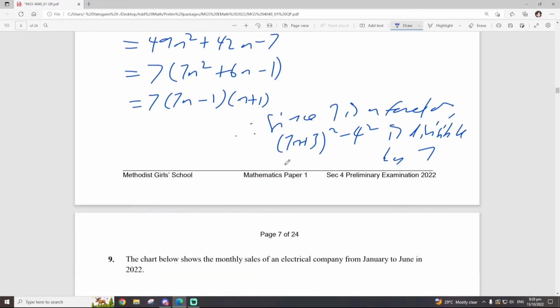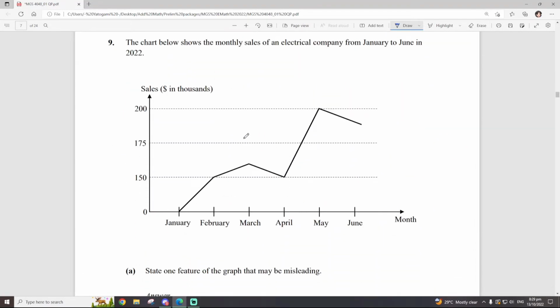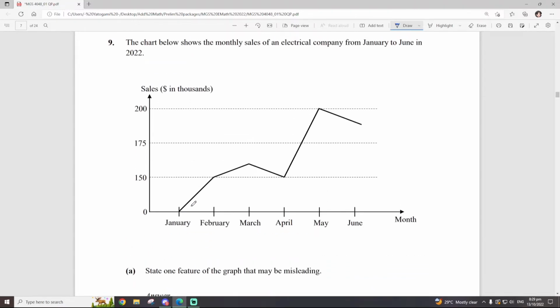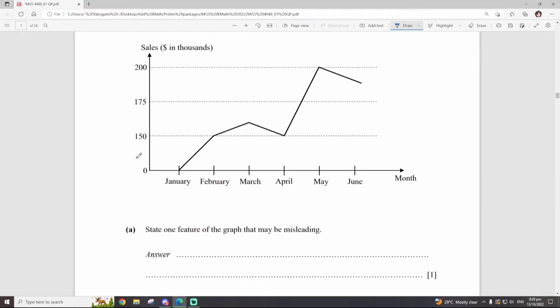Alright, cool. Question 9. Okay, statistics. What is a feature that may be misleading? So there's always a few common answers, and in this case we see that the vertical axis is actually not consistent. Okay, we see 0 to 150, but then 150 to 175, 175 to 100. Okay, so the scale of the vertical axis is not consistent.